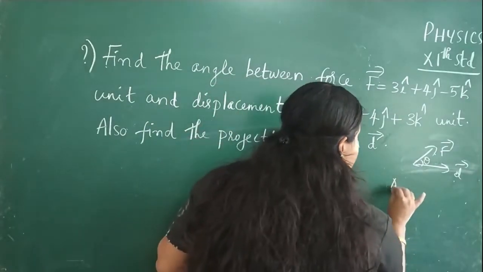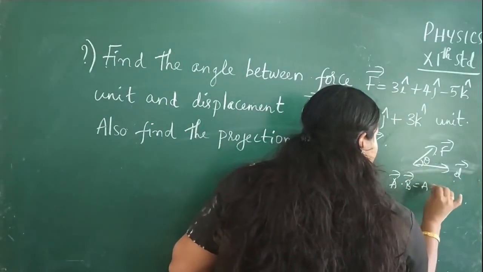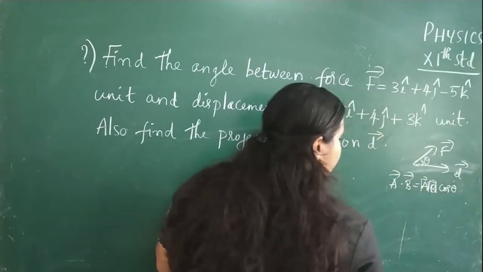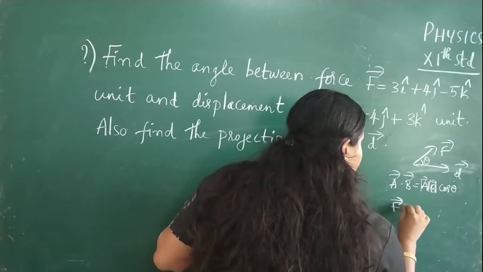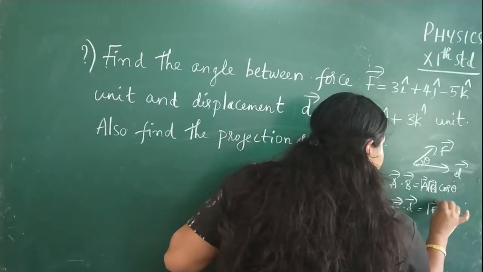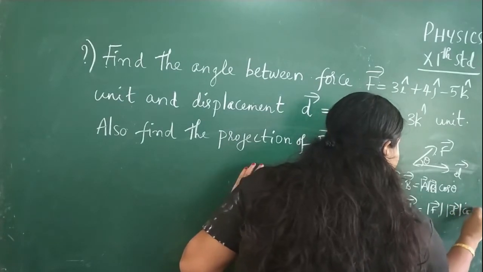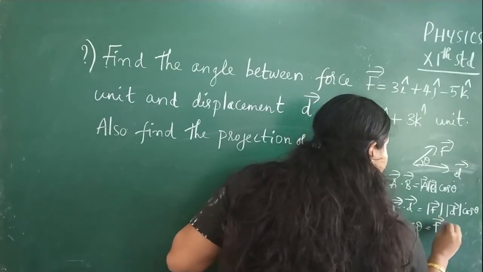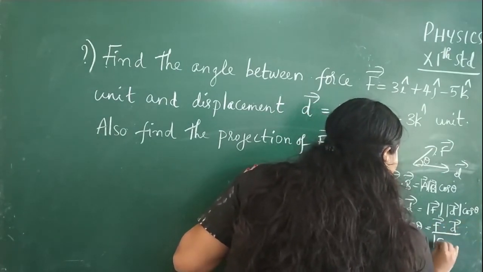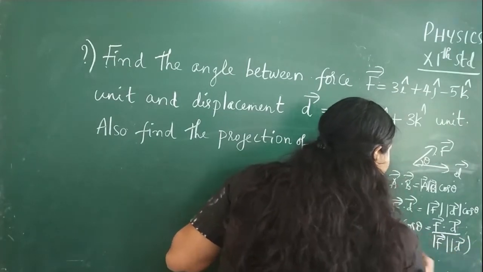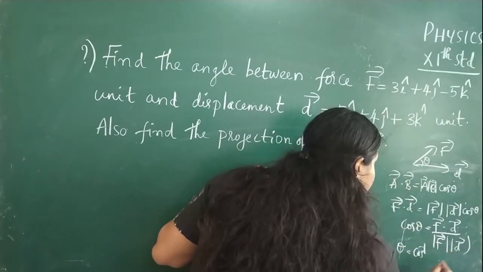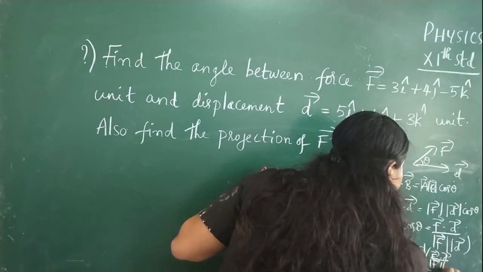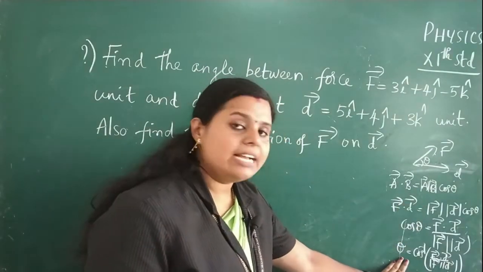As per the definition of scalar product, a dot b is equal to ab cos theta, or modulus of a into modulus of b into cos theta. So similarly f dot d, that is equal to f d cos theta. Okay, and here we have to find out the angle theta. So before that, cos theta is equal to f dot d divided by modulus of f into modulus of d, or from this theta is equal to cos inverse of f dot d divided by f into d. So first of all, we have to calculate the angle theta.